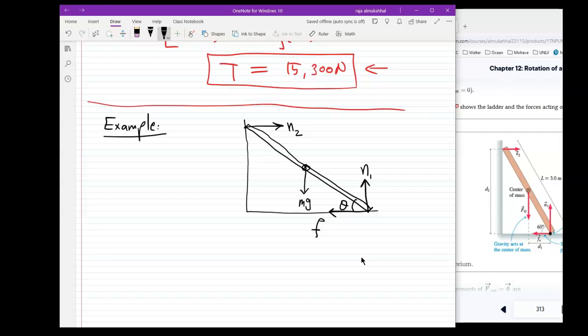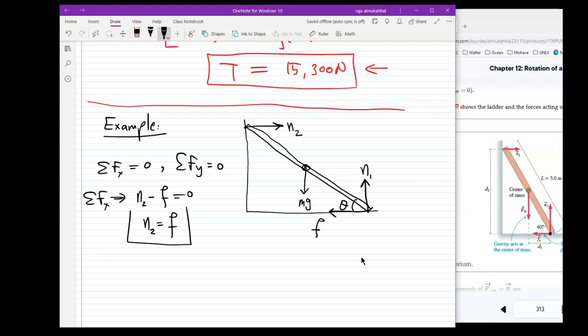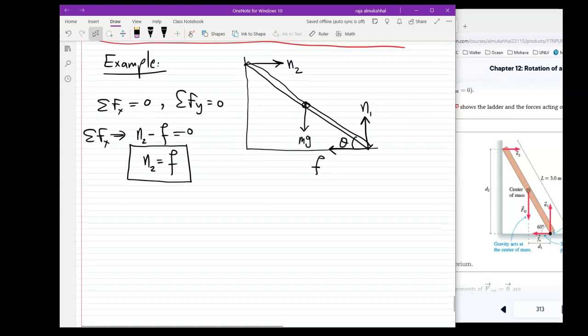So what are the equations of equilibrium? Sum of the forces in the x direction equals 0, and sum of the forces in the y direction equals 0. So sum of the forces in the x direction will give us N2 minus F equals 0. So therefore N2 equals F. I'm going to box this equation. Both N2 and F are unknown to me, so I'm going to box them and I'll come back to them later.